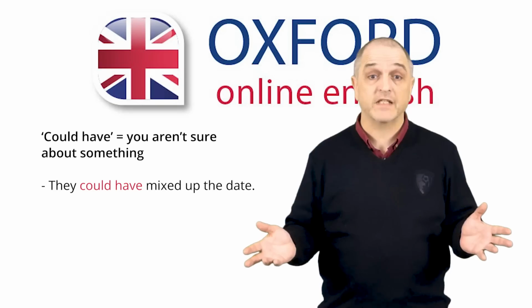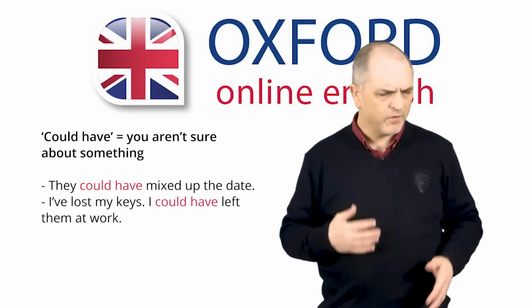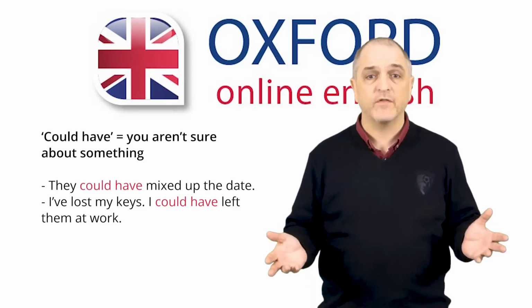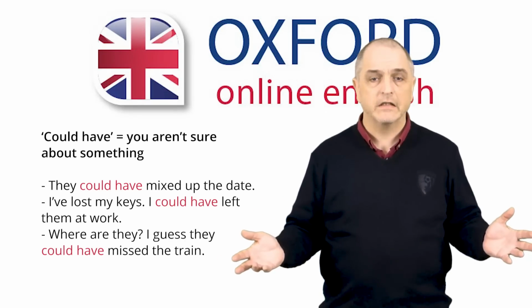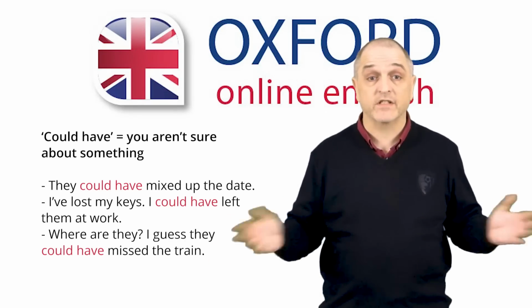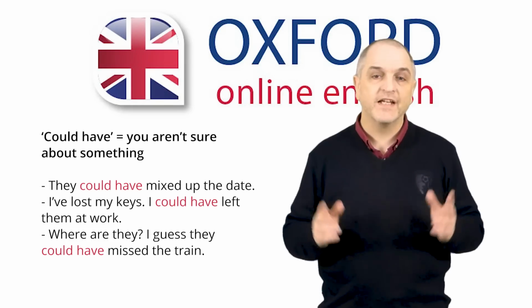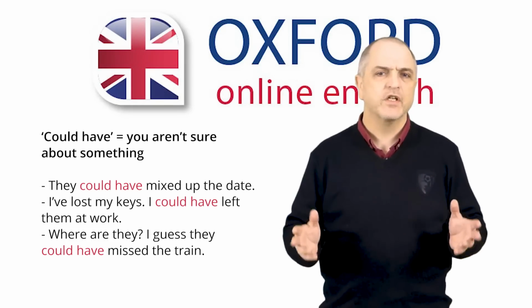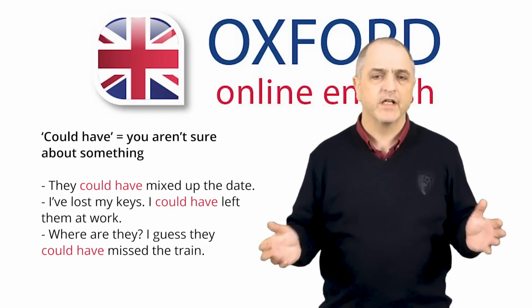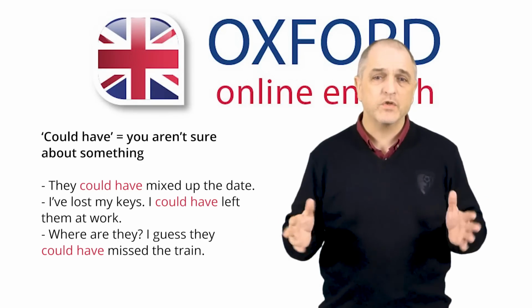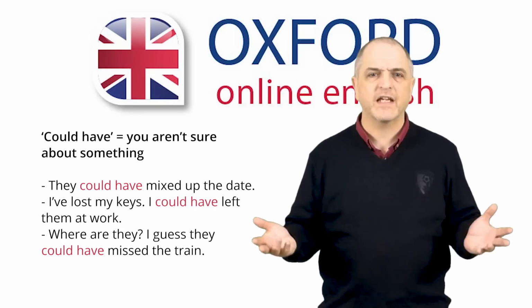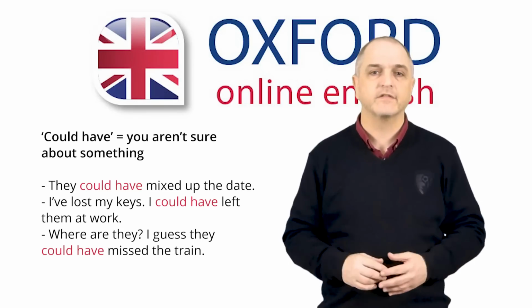They could have mixed up the date. I've lost my keys. I could have left them at work. Where are they? I guess they could have missed the train. In these examples, you aren't sure about something that happened in the past. You use could have to make a guess about what happened.